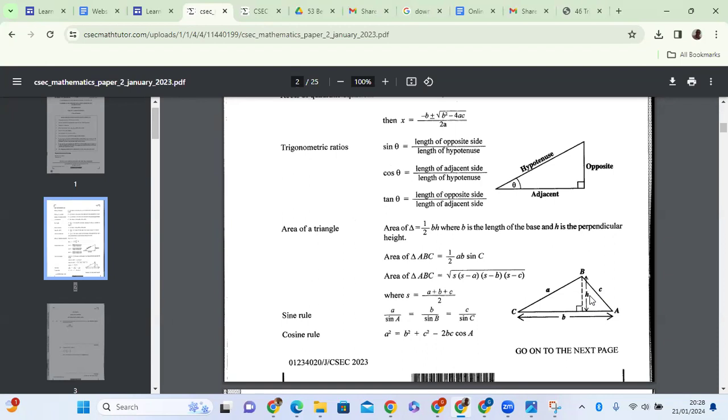The sine rule has opposite and opposite. As you can see, side a opposite angle A, side b opposite angle B. So the sine rule has two opposites in it. But as you can look at it, the cosine rule has an opposite, side a, capital A. However, it has the word between. Angle A is between b and c. Let's look at an example.